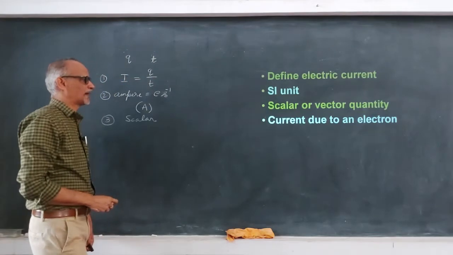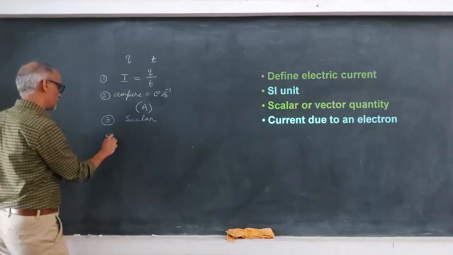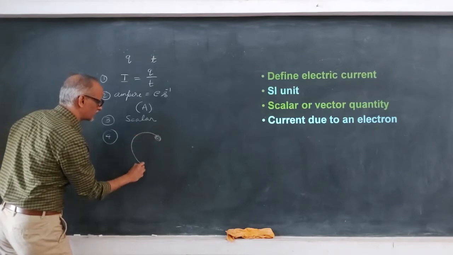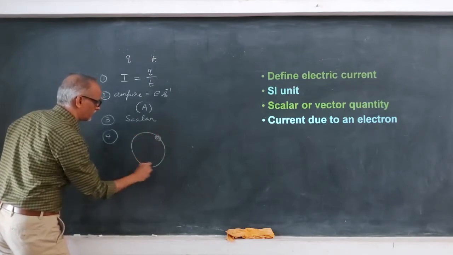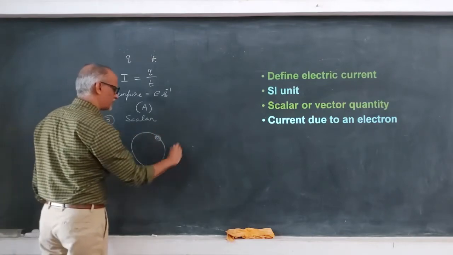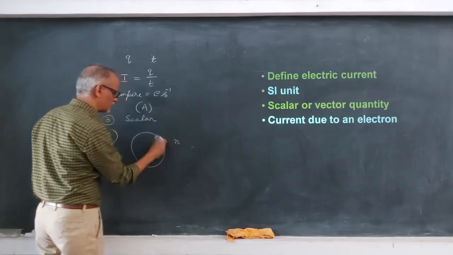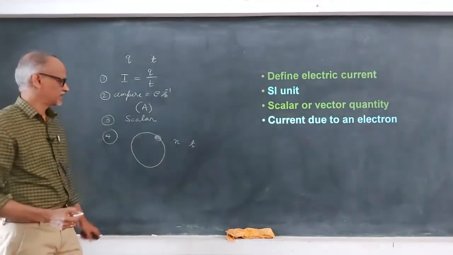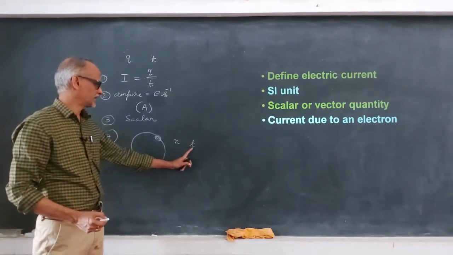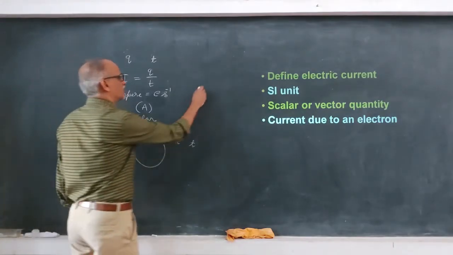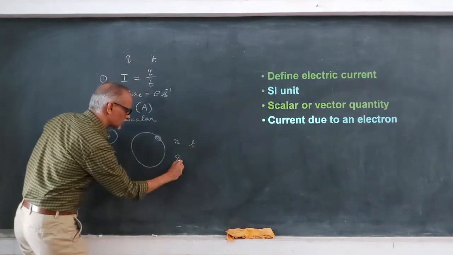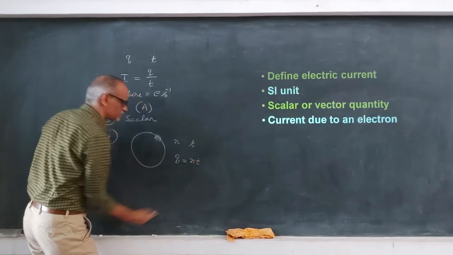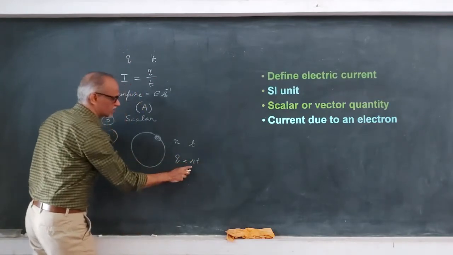Current due to an electron. Whenever an electron revolves in a circular path, if it completes n revolutions in a time t second, then the total charge flowing through this will be n into e.